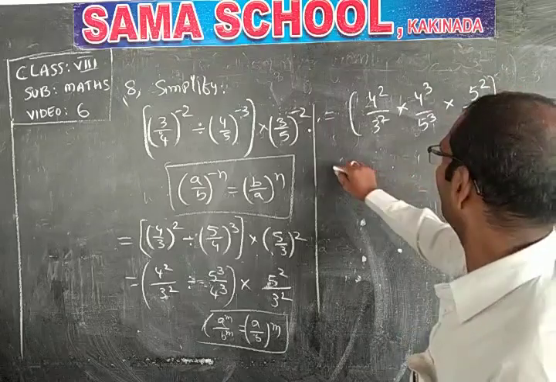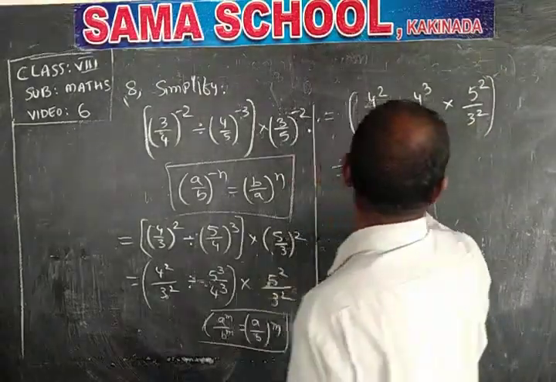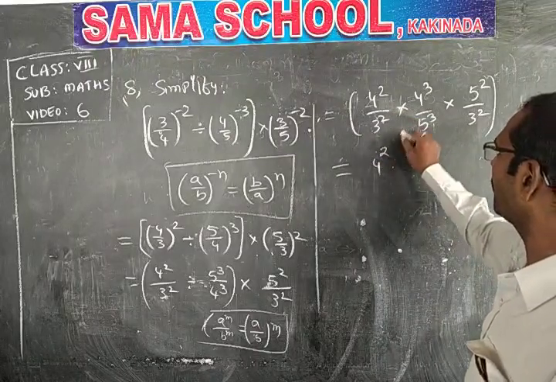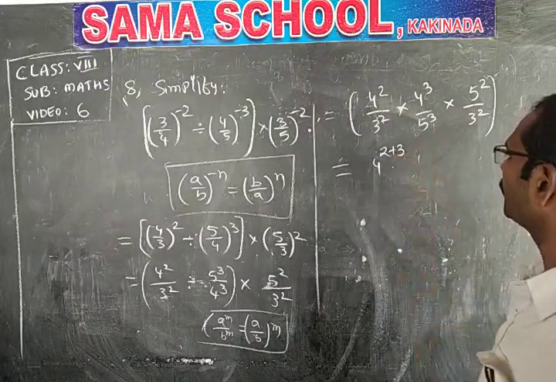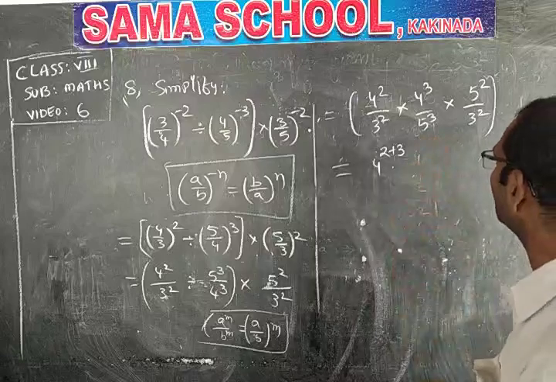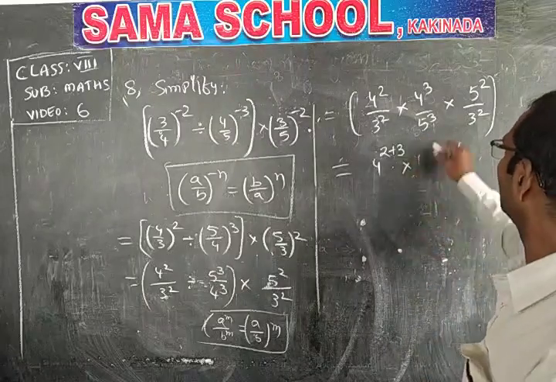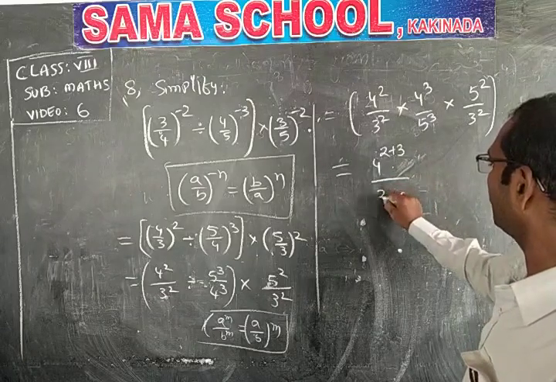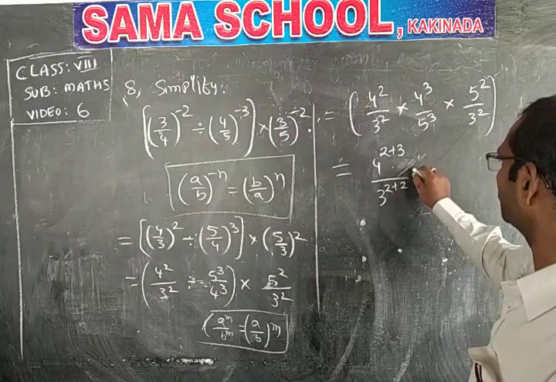Now here 4 power 2 is there, and 4 power 3 is there. You can write as 4 power 2 plus 3. When bases are equal, powers must be added. Again here 3 power you can write as 3 power 2 plus 2.